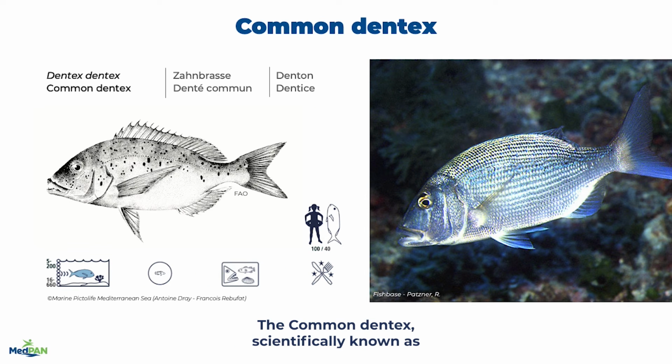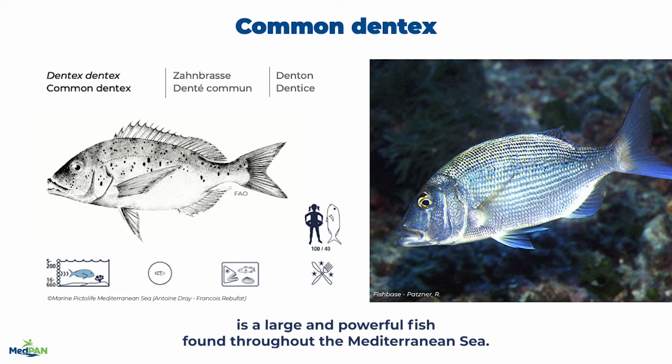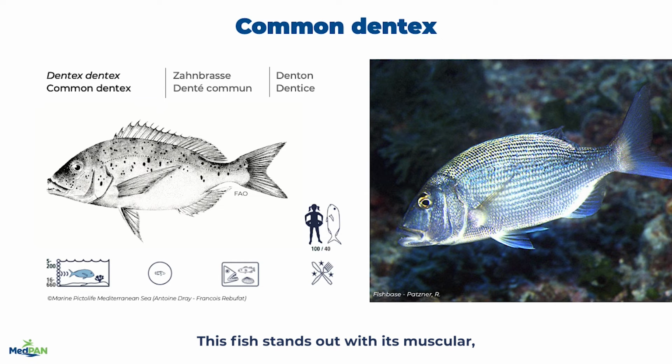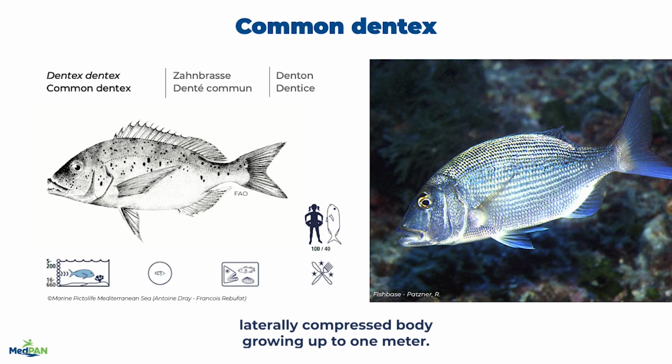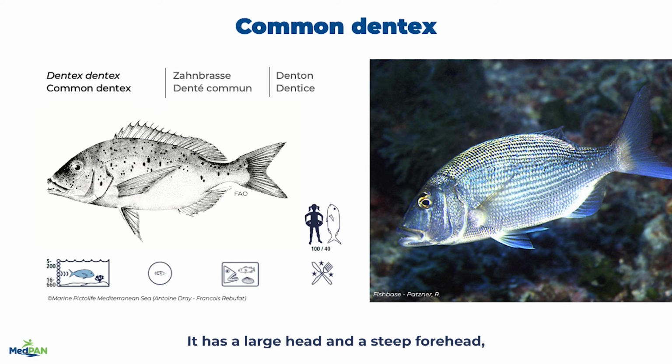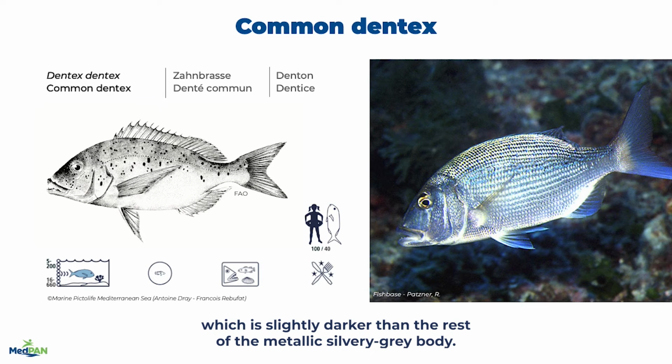The common dentex, scientifically known as Dentex dentex, is a large and powerful fish found throughout the Mediterranean Sea. This fish stands out with its muscular, laterally compressed body growing up to 1 meter. It has a large head and steep forehead, which is slightly darker than the rest of the metallic silvery gray body. It has obvious silvery lateral lines on the body and a long dorsal fin.